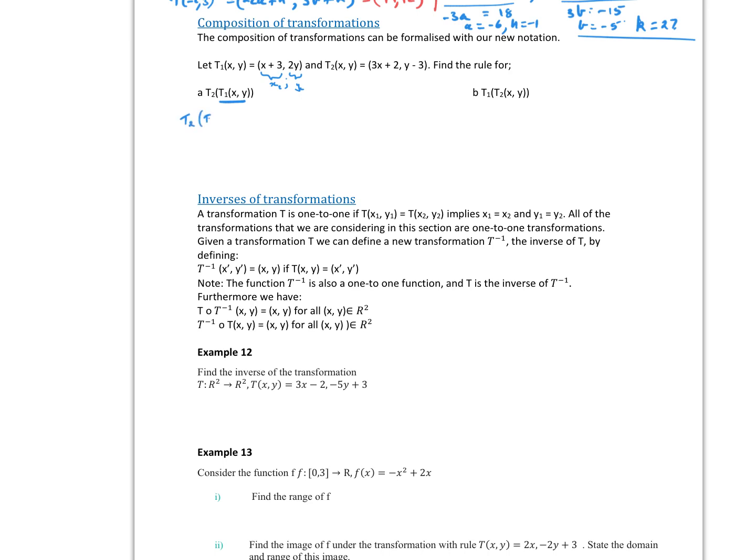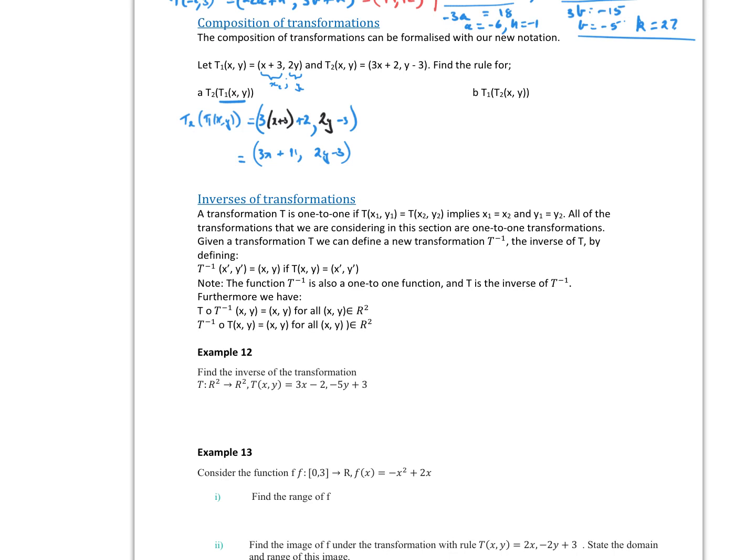T2 of T1(x, y) will equal 3 times the X value, which is x plus 3, plus 2, comma, the Y value, which is 2y minus 3. So if I simplify that, I'll get 3x plus 9 plus 2 is plus 11, and 2y minus 3. So that's my net transformation.